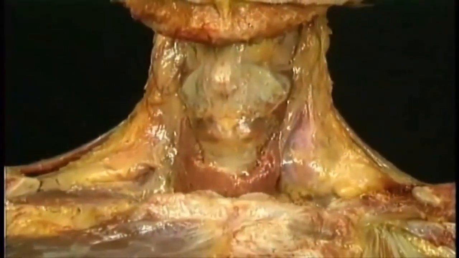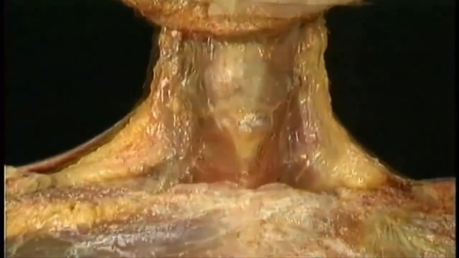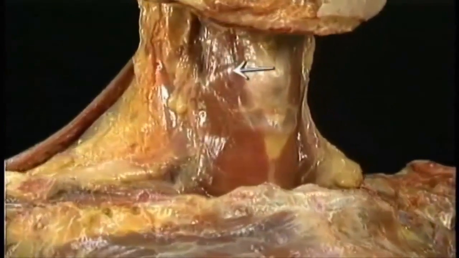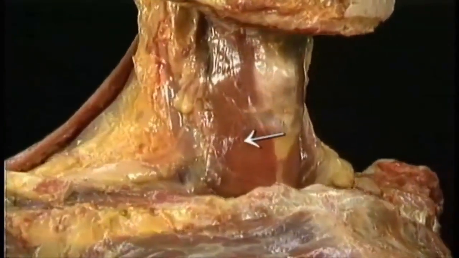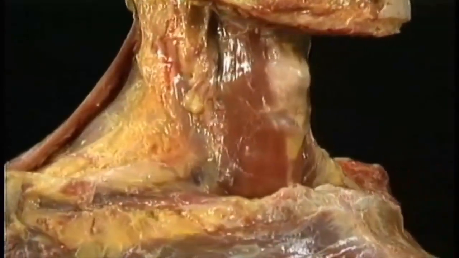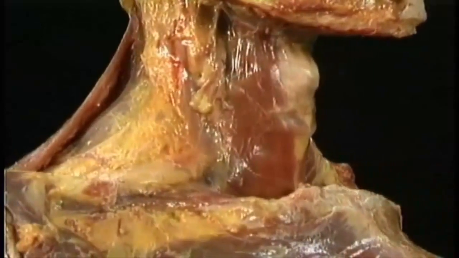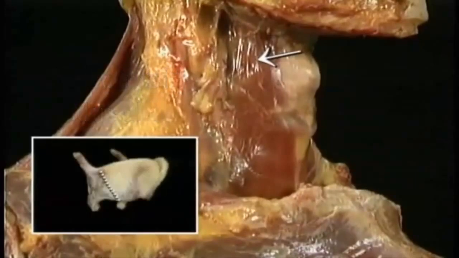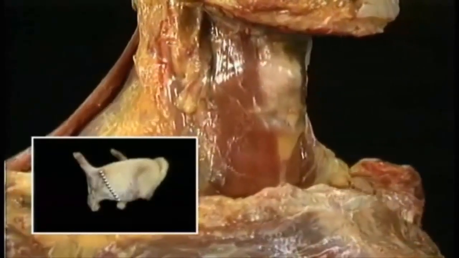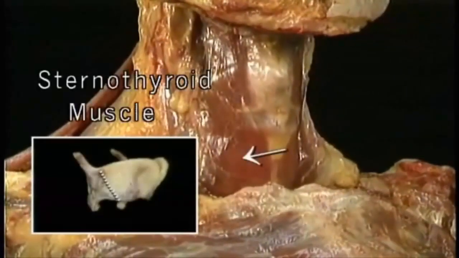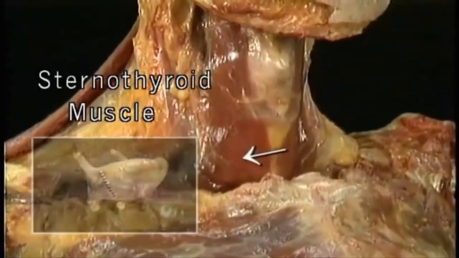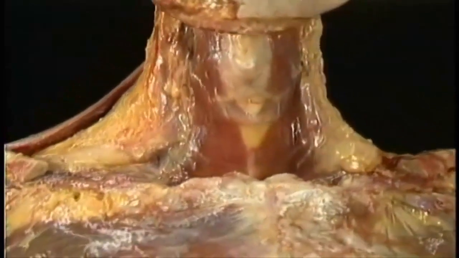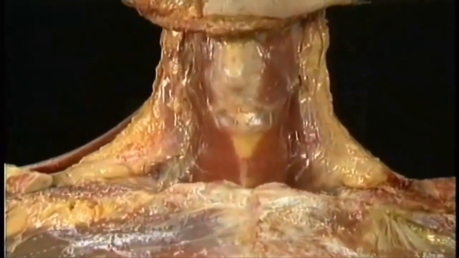Now we'll add the 4 infrahyoid muscles to the picture, starting with the 2 deepest ones, the thyrohyoid and the sternothyroid muscles. In effect, they're one continuous muscle. The thyrohyoid arises from the back of the body of the hyoid bone and inserts on the oblique line of the thyroid cartilage. The sternothyroid arises from the same oblique line and passes down behind the upper end of the sternum. It inserts on the back of the sternum down here.